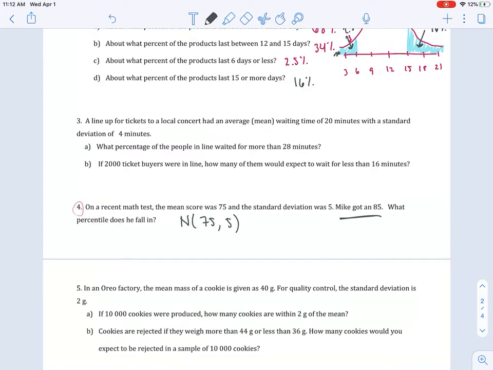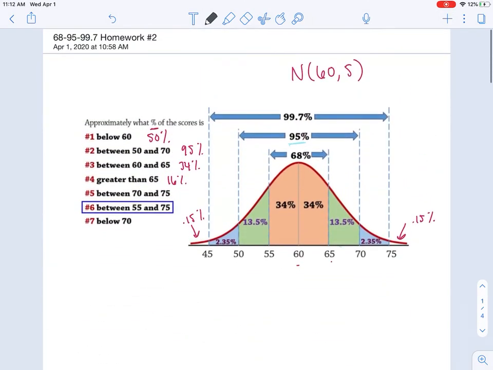Let's see. Well, no, we could do it this way. I know that he is 2 standard deviations above the mean. I could draw the picture like this. This is 75, 1, 2, up to 85. 2 standard deviations above the mean. Even if I look back at this picture right here, 2 standard deviations above the mean, 2.5%.